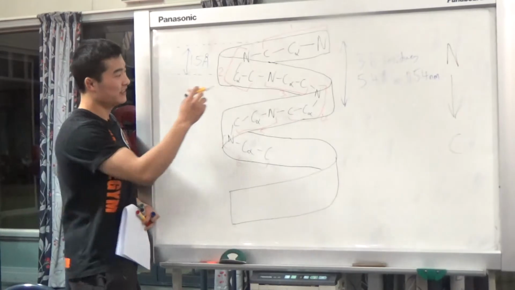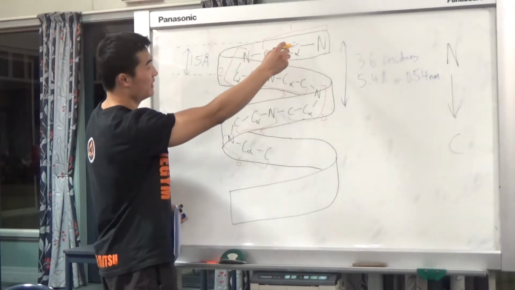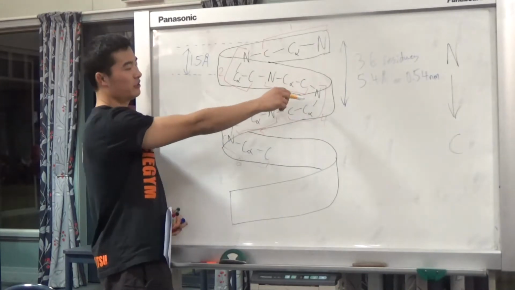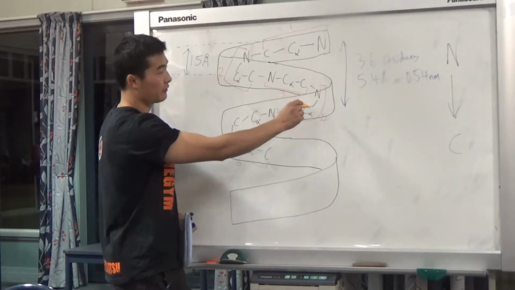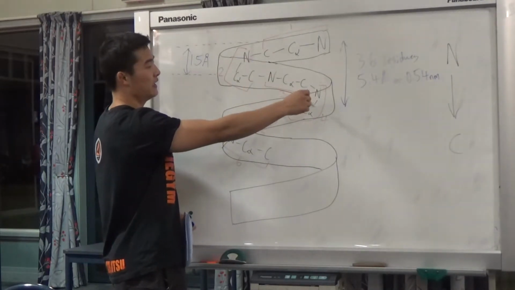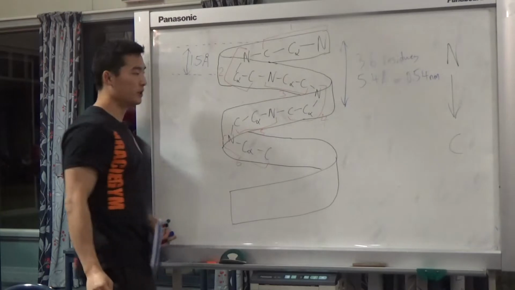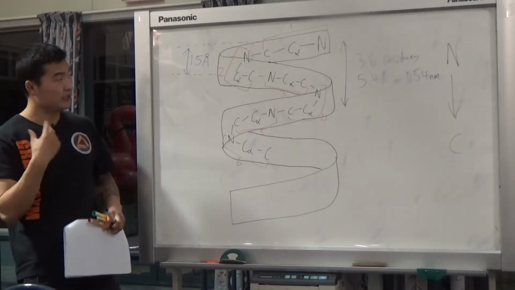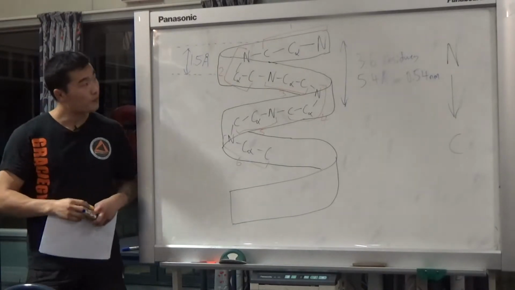So you can see that in one turn there's going to be 1, 2, 3 and a bit. I haven't drawn it quite right here, but there should be 3.6 residues. So 1, 2, 3 and a little bit of the 4th residue. So that's 3.6 residues in one turn. Okay, and it's going to be stabilized by hydrogen bonds.